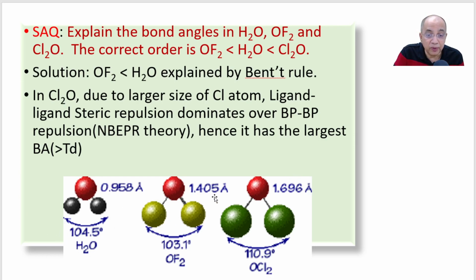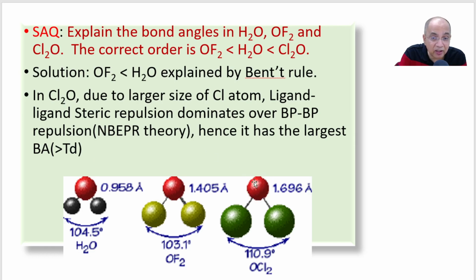Now, the bond length can be explained because the sizes are different. Size-wise you can explain the bond length, but bond angle? The correct order is OF2 is the minimum, 104.5. This is OF2, I'm sorry. And water is 104.5, and the maximum, exceeding the tetrahedral, is OCl2. This doesn't come under Bent's rule. It comes under NBEPR.